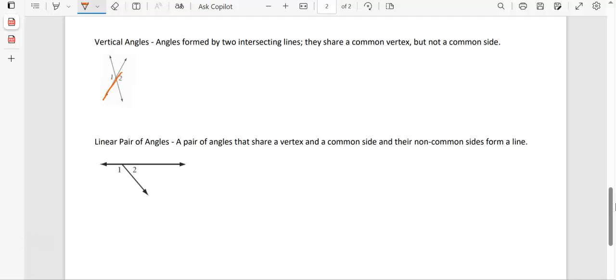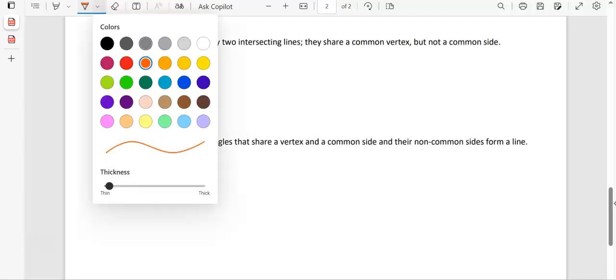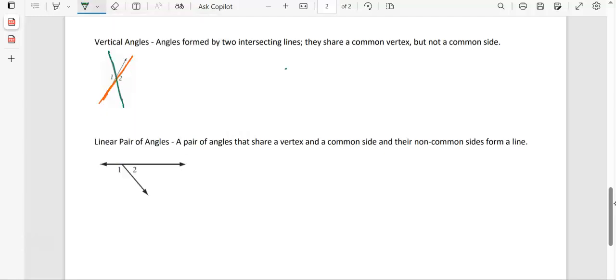So here's our first line, and then here is our second line. And as you can see, there are actually four angles formed by these two lines. One here, two here, three here, and four here. So the vertical angles are formed by two intersecting lines, where there are four of them. The angles that are considered vertical share a common vertex, but no common sides. So remember, adjacent angles share a vertex and a side, but not interior points. Vertical angles share a vertex, but not a side.